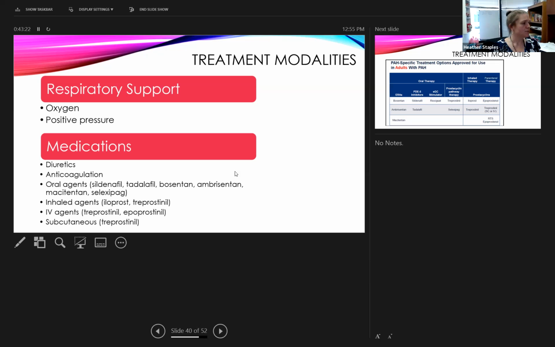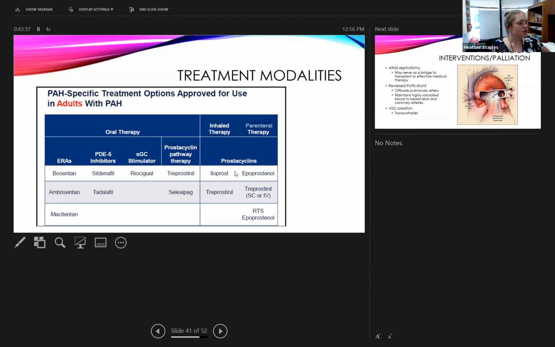And then some patients utilize home subcutaneous treprostinil, which, to my understanding, the last time I talked to our Credo rep, we actually don't have any kids in South Carolina on the subcutaneous version. So in adults, this is kind of the different categories that we're looking at. The endothelin receptor antagonists, your PDE5 inhibitors. We don't use riociguat. The prostacyclin pathway medications, that's the treprostinil, iloprost, selexipag.